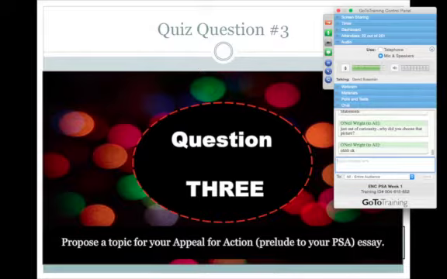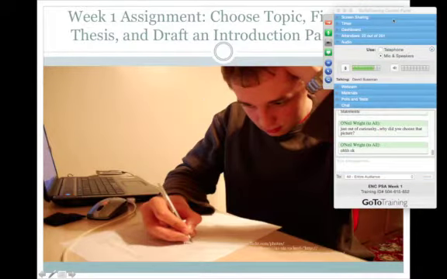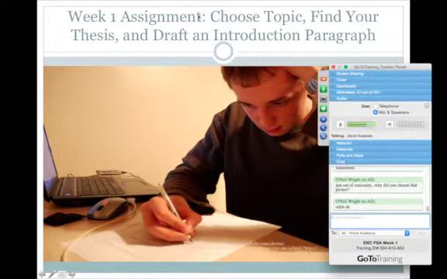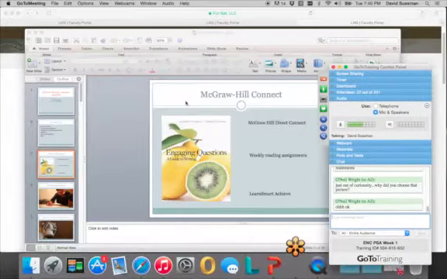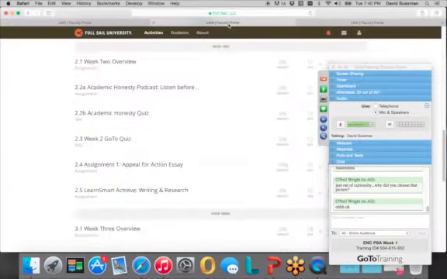But before I do that, I have one more information-based content to go over, which gets us into our discussion assignment, which is due on Sunday. Actually, I'm going to switch gears and show the assignment, which is week 1 assignment. You're going to choose your topic, find your thesis, and draft an introduction paragraph, okay? So let me get away from this for a second. Go back to our class.